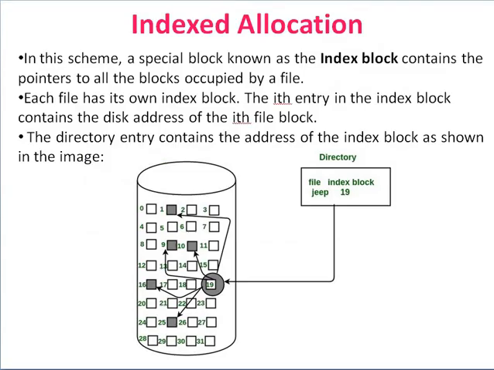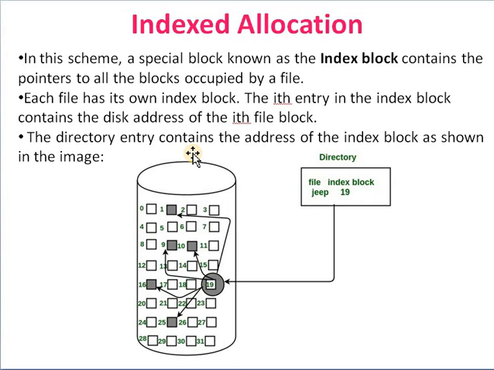Then the last method is the indexed allocation method. In this scheme, a special block known as the index block contains a pointer to all of the blocks occupied by the file, and each file has its own index block. The ith entry in the index block contains the disk address of the ith file block, and the directory entry contains the address of the index block, as shown in the following figure.